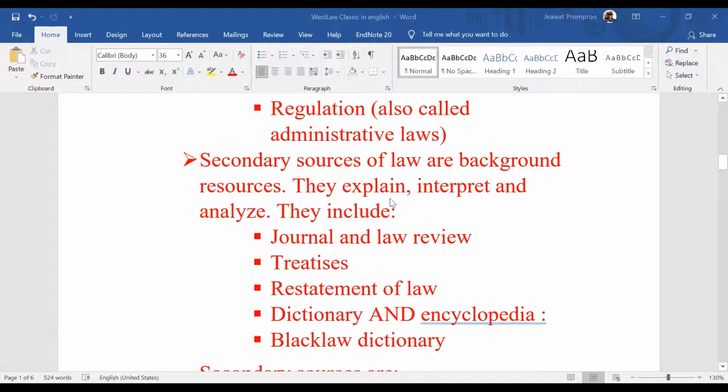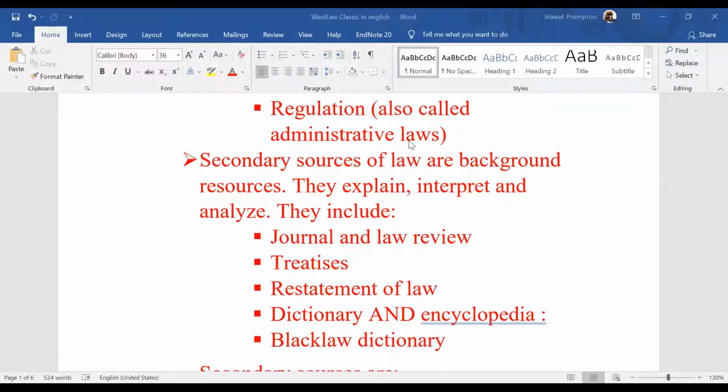So you may think about journals and law reviews. You may think about treatises. You may think about the restatement of law, even dictionaries and encyclopedias. So Westlaw provides you the Black's Law Dictionary. So this we call the secondary source. So let me show you.